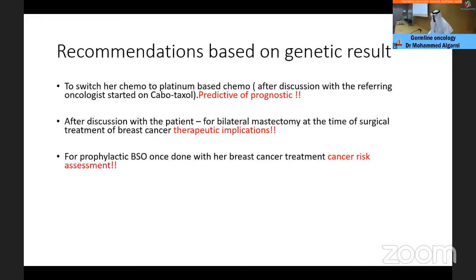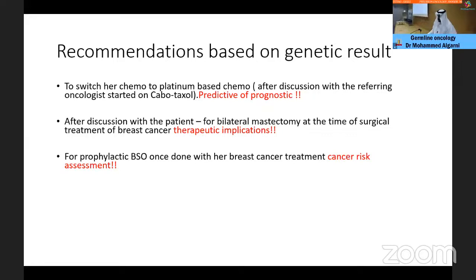Based on the information we got, we now know that she is carrying pathogenic mutations in genes included in the homologous recombination pathway, which has a predictive role for the response to platinum-based chemotherapy. So after we discussed with her treating oncologist, we planned to switch her therapy to carboplatin and Taxol, and she responded nicely to the chemotherapy.